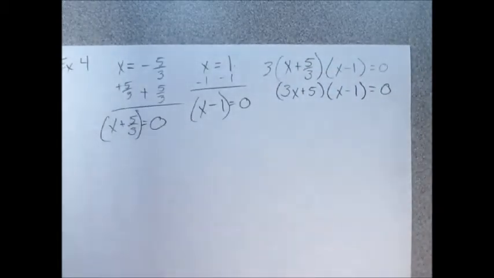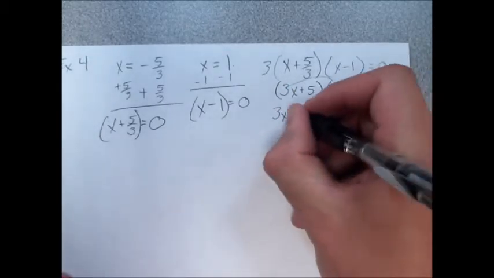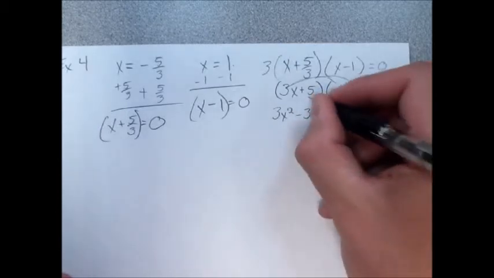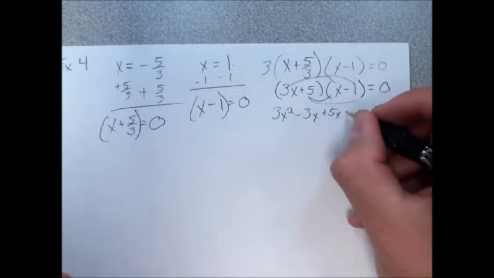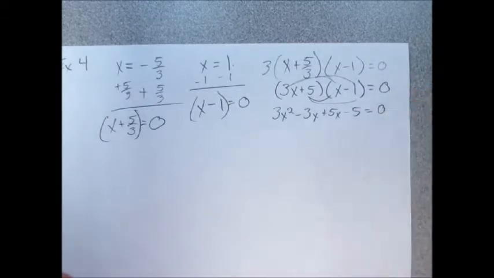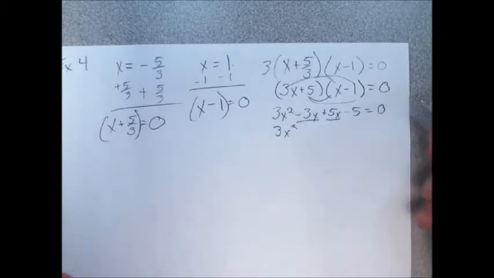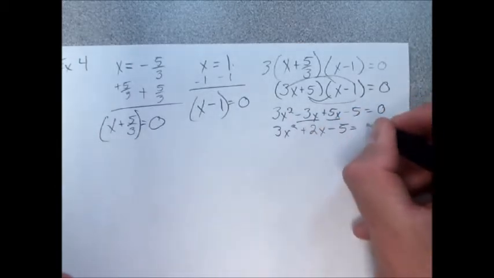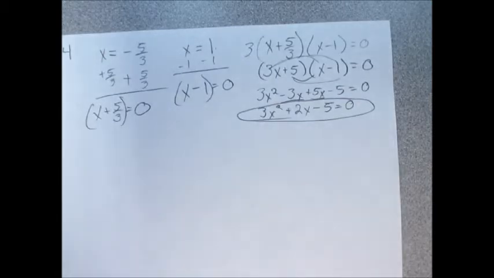Okay? And then I just do FOIL. First times the first gives you 3x squared. Outsides give you negative 3x. Insides give you positive 5x. And then last give you a negative 5. And then combine like terms. My 3x squared just drops down. My negative 3x and my positive 5x make a positive 2x. Minus 5 equals 0. And that's my final answer. So you're just finding where the function goes back, in essence.